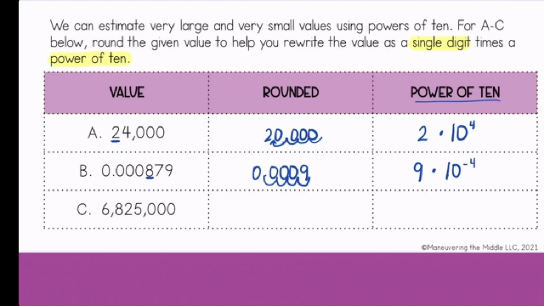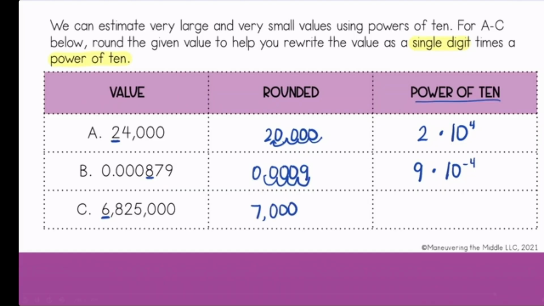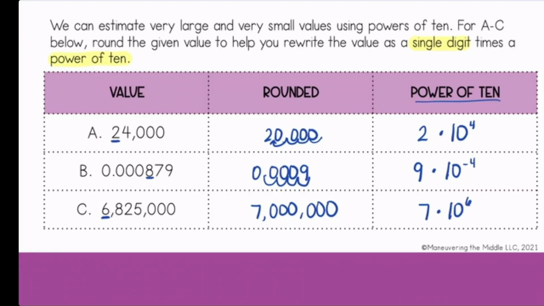And one more example. 6,825,000. And the largest place value is the 6, and the 8 tells us to bump it up to a 7. So I'm rounding it so that I can then write it as a single digit times a power of 10. And for this one, I can count that it would be times 10 to the 6th power.